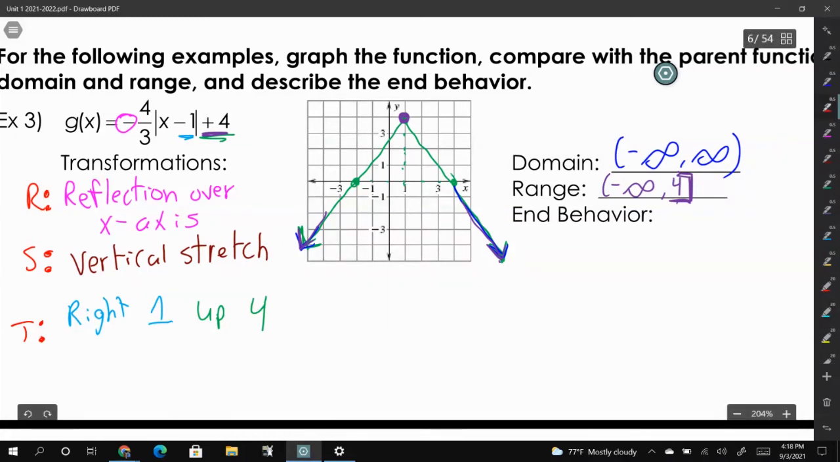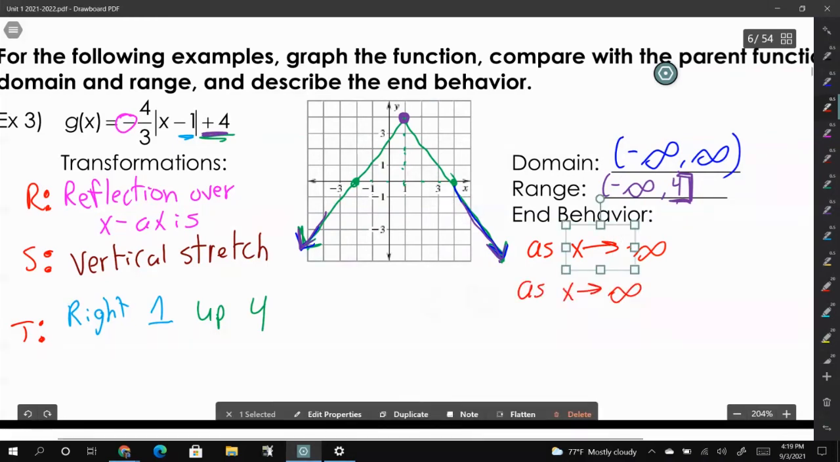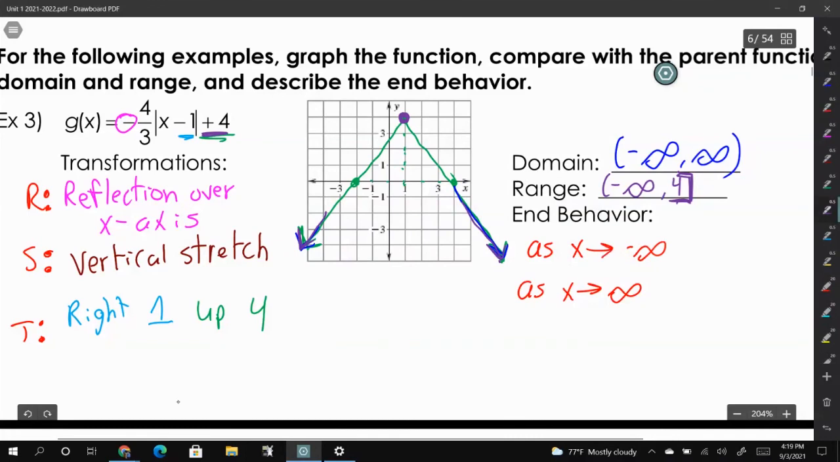Now for the end behavior. As x approaches negative infinity, that means the left side. And as x approaches positive infinity, that means the right side. The left and right side are both going down, like I've said before. So that means y approaches negative infinity on both sides. So the end behavior is the same.